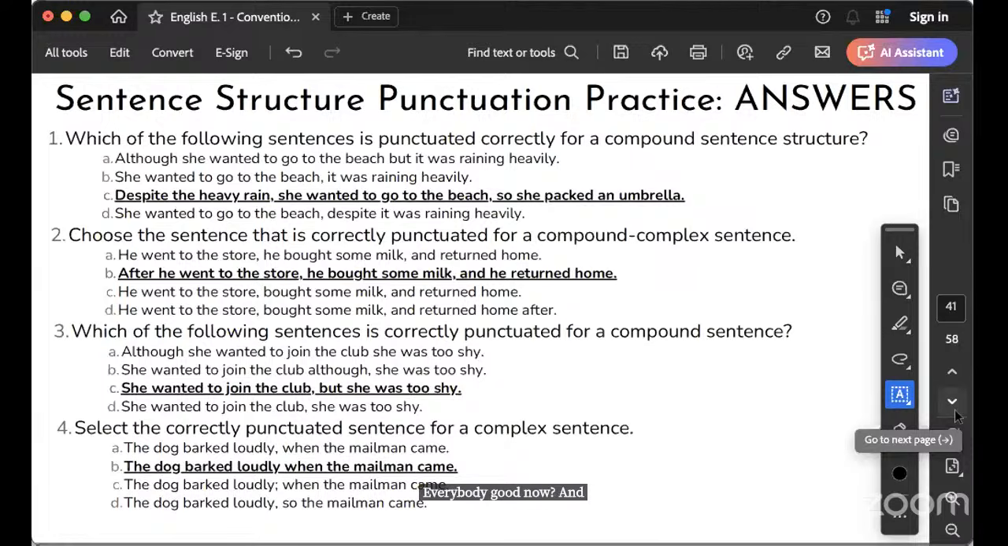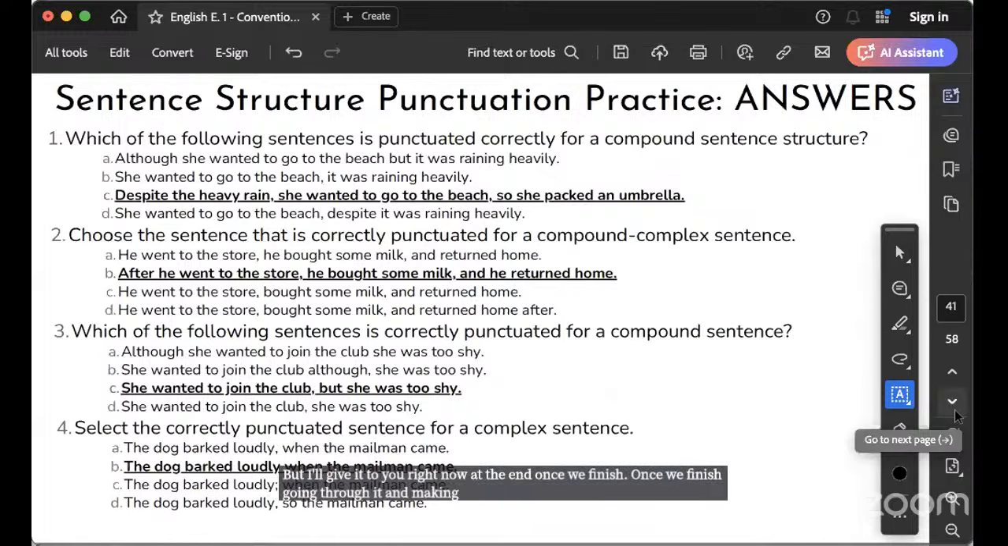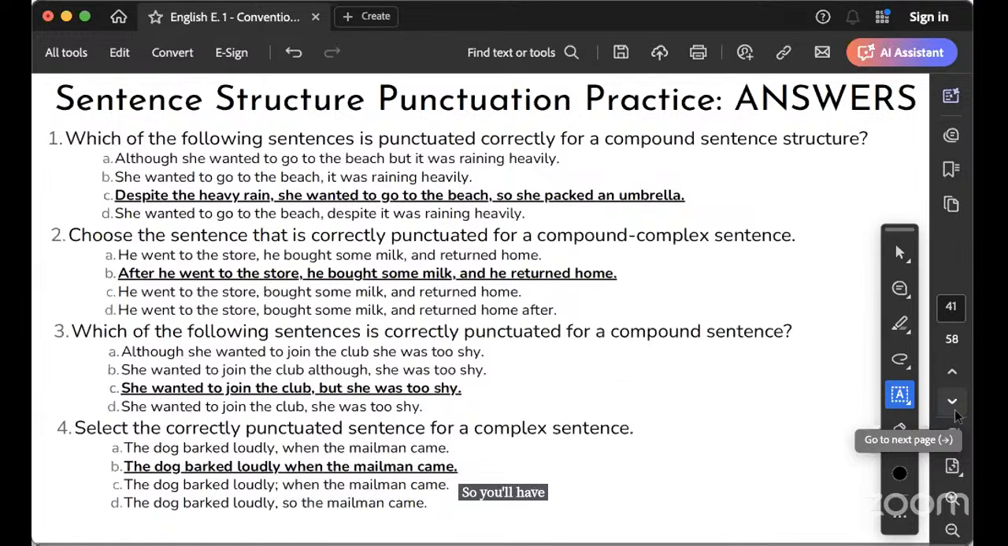This is just like with the spelling. I don't know if you'll get an email with the PDF, but I'll give it to you right now at the end once we finish. Once we finish going through it and making notes like we just have, I'm going to post it right here in the chat. So you'll have it if you stay logged in. You're welcome.